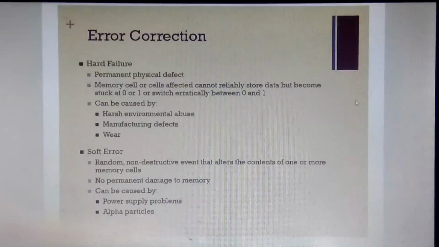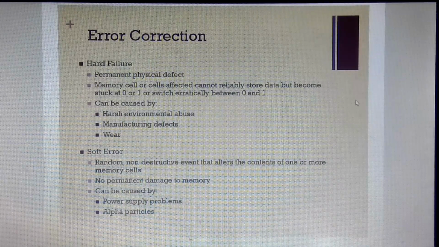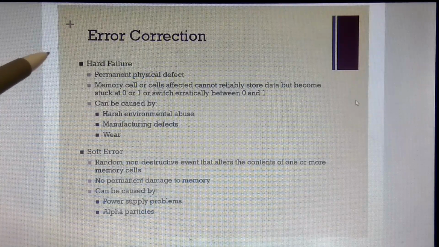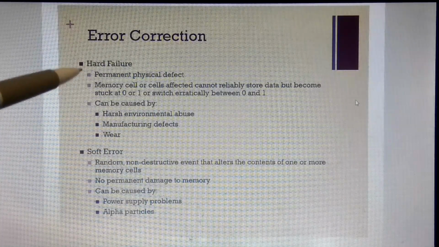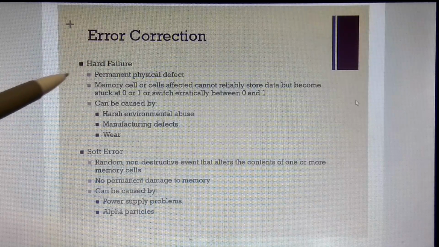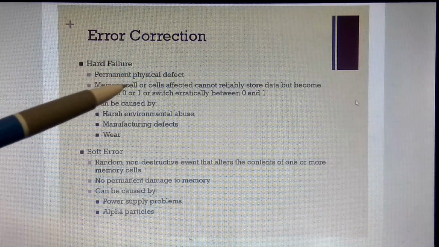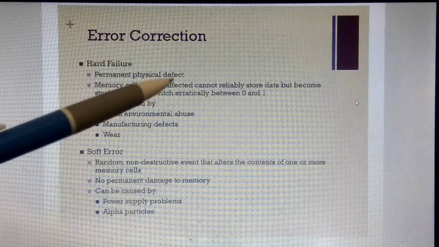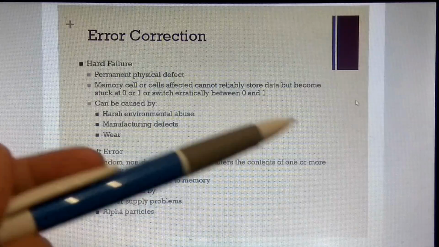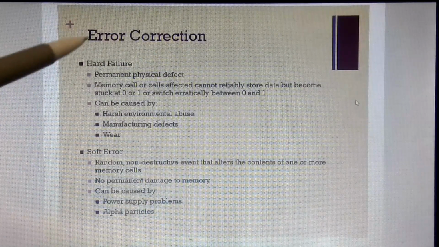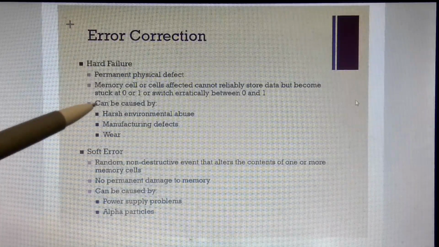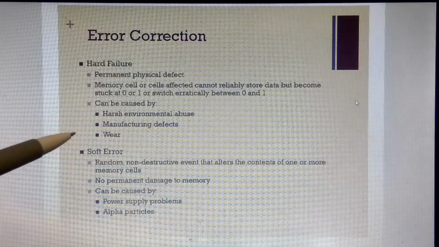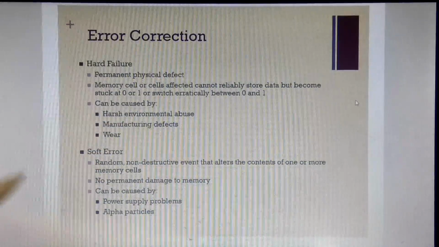The next slide we'll talk about error correction. A hard failure is a permanent physical defect, and the memory cells affected cannot reliably store data but become stuck at 0 or 1, or switch erratically between 0 and 1. This error can be caused by harsh environmental abuse, manufacturing defects, and the wear of the machines.